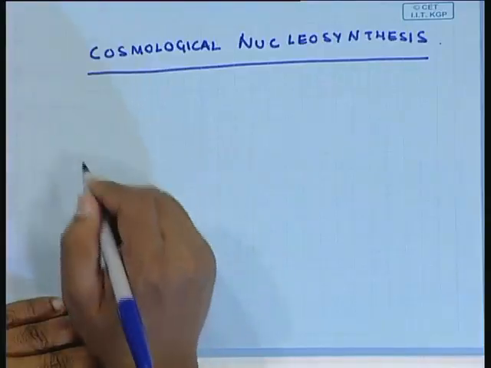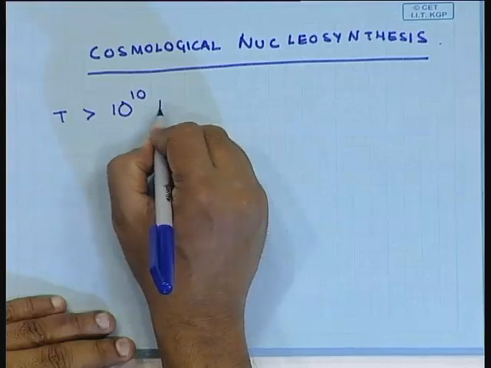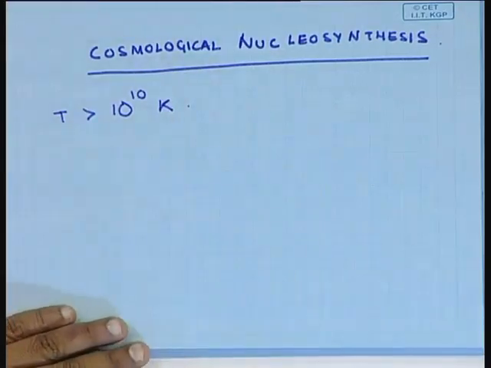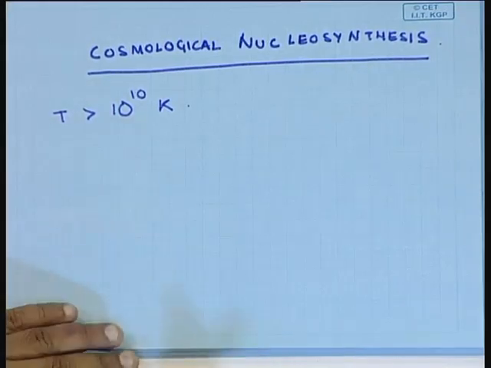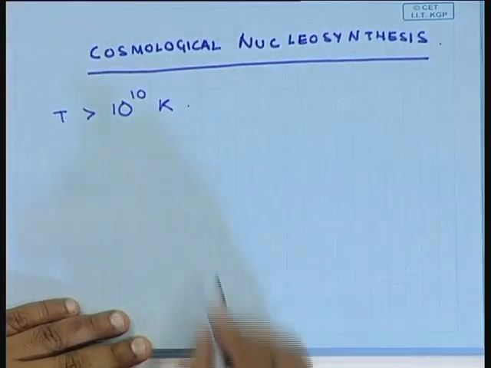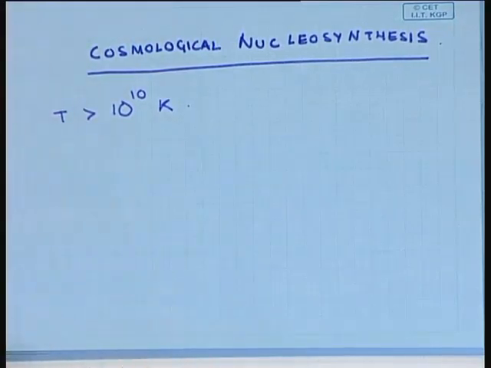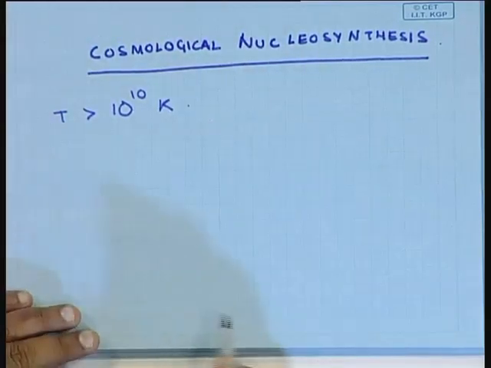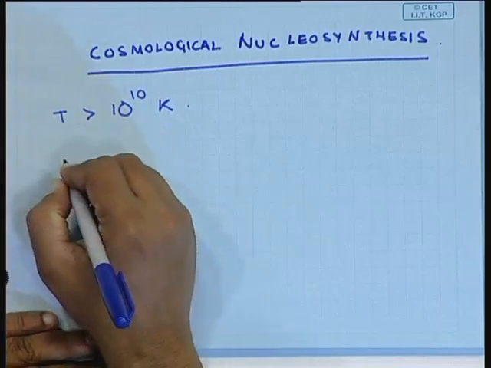Now we start our discussion at temperatures greater than 10 to the power 10 Kelvin, somewhere over there. We shall come back to this point later. The baryons that we are dealing with are neutrons and protons, and neutrons can convert to protons and protons can convert to neutrons through the weak interaction. So there are several reactions, let me write them down.